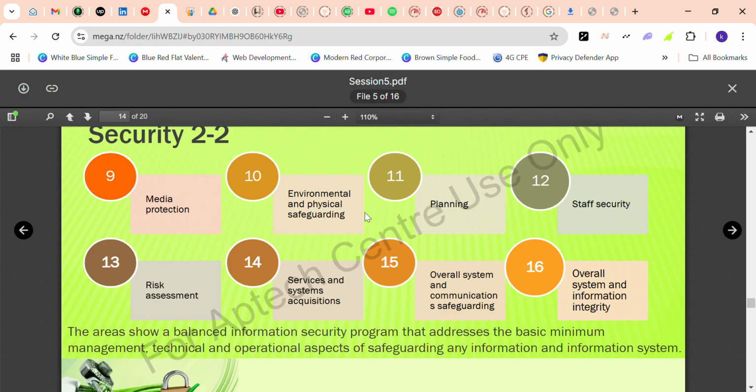And environmental and physical safeguarding, such as a security guard, that bouncer. Physical protection has to be there.